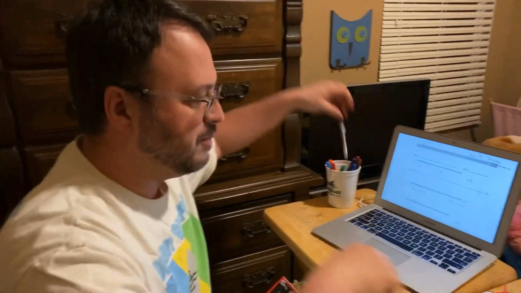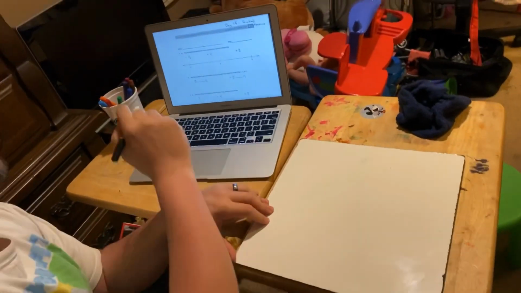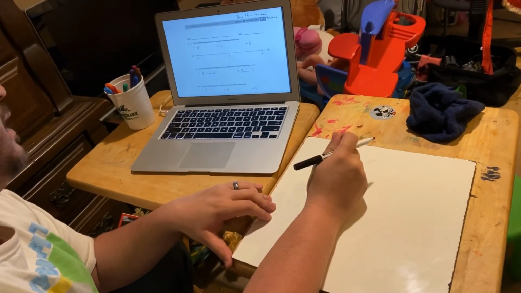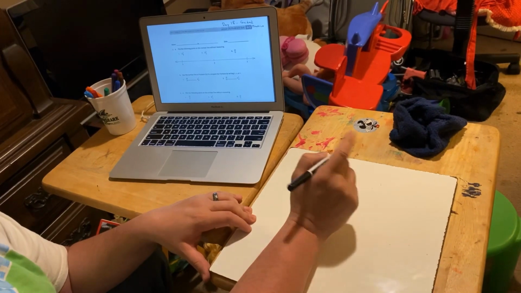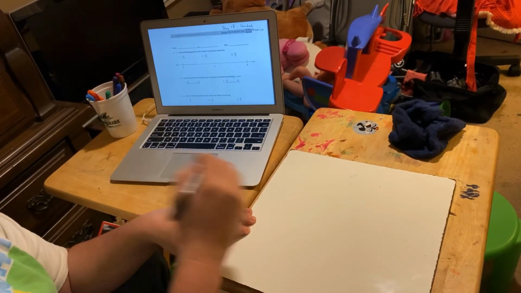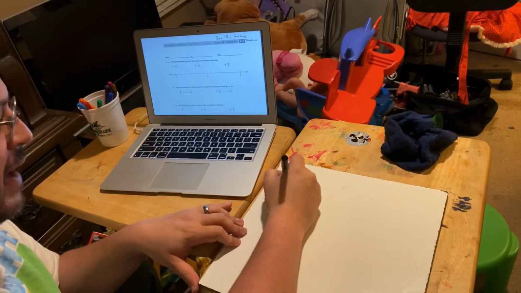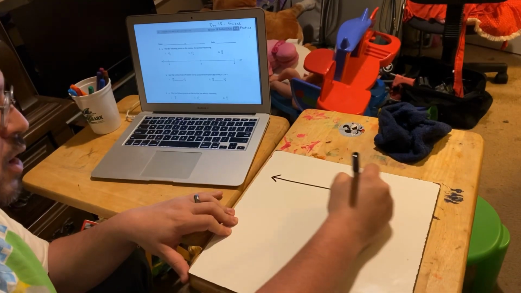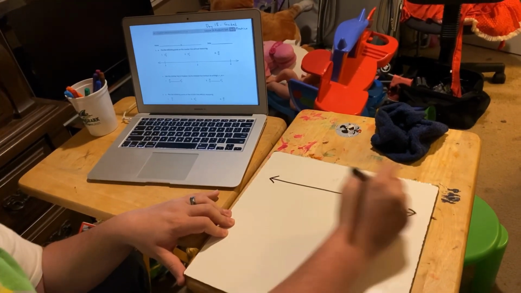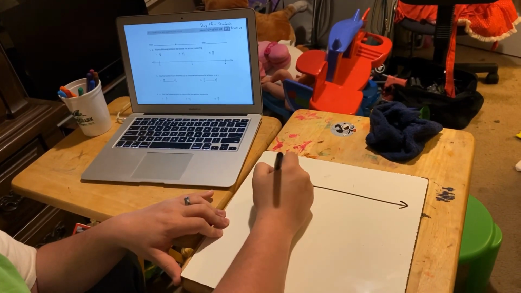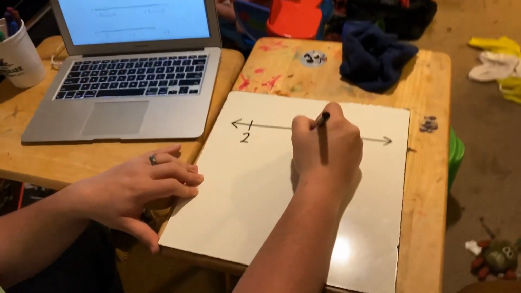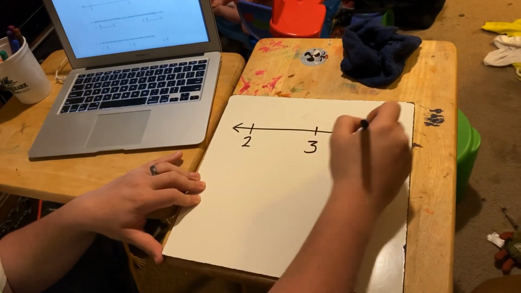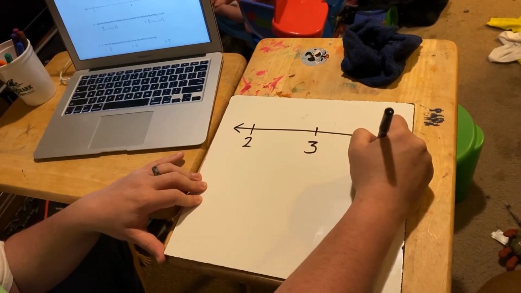I'm going to write them down on my personal whiteboard to get us going. Directions for number 1A say to plot the following points on the number line without measuring. Well, the first thing I would do is you've got your number line. I'm going to go ahead and draw my number line right here. It starts at 2. It goes to 3. And then the end is 4.